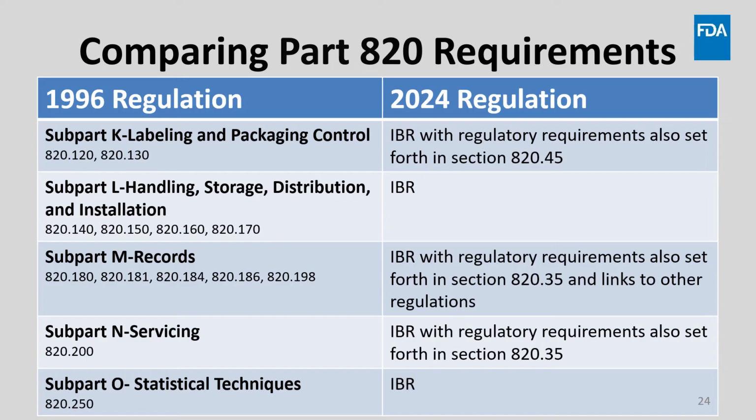Here again, requirements of the 1996 Part 820, subpart K through O, were also revised to be incorporated by reference to ISO 13485-2016. Requirements for labeling and packaging control are incorporated by reference and include additional requirements in 2024 Section 820.45, device labeling and packaging controls. Requirements for records and servicing are also incorporated by reference to ISO 13485 and include additional requirements in the 2024 Section 820.35, as well as links to other regulations.